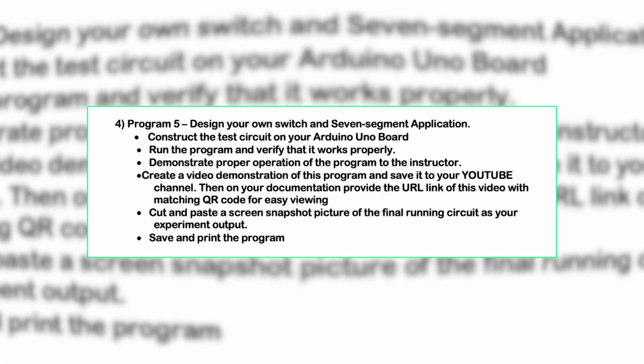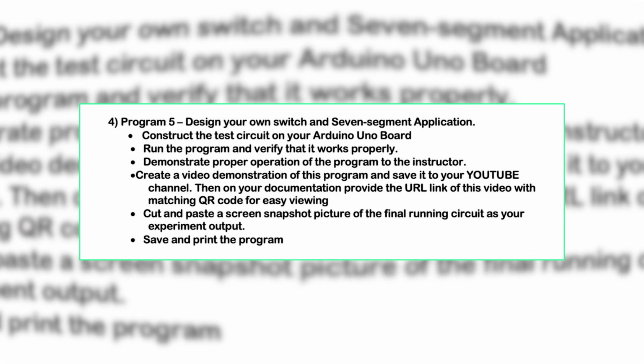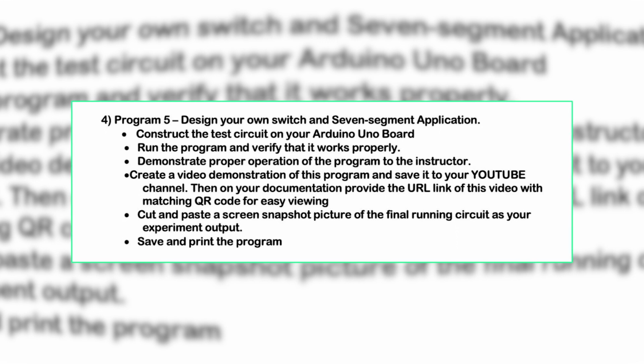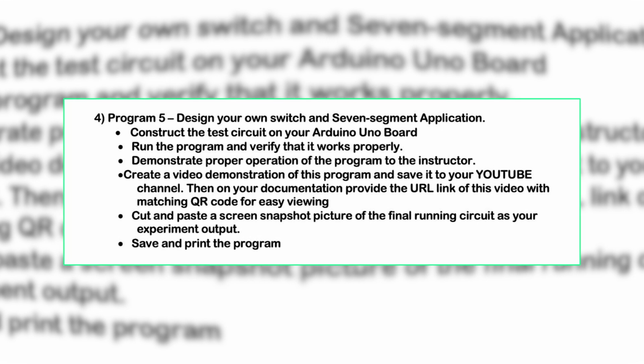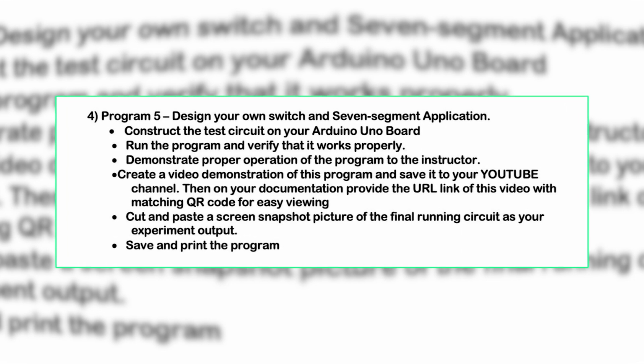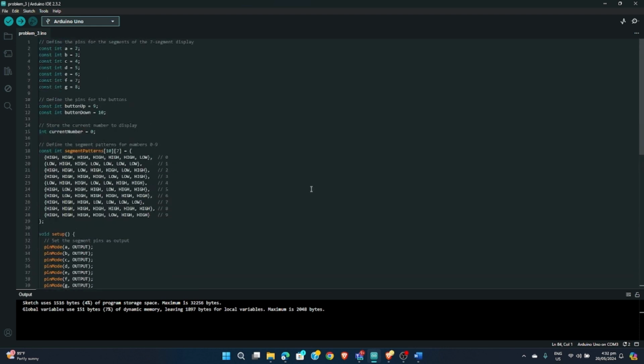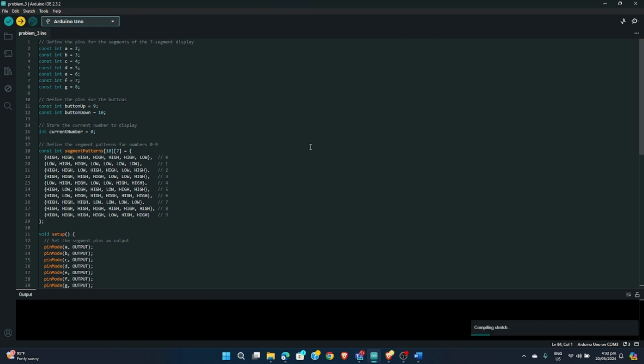Program 5. Design your own switch and 7 segment application. Construct the test circuit on your Arduino Uno board, run the program, and verify that it works properly. For this program, I've just created a simple count up and down 7 segment display. So when I press a button, it should count up. Then when I press the button down, it will count down. So let's try it out.